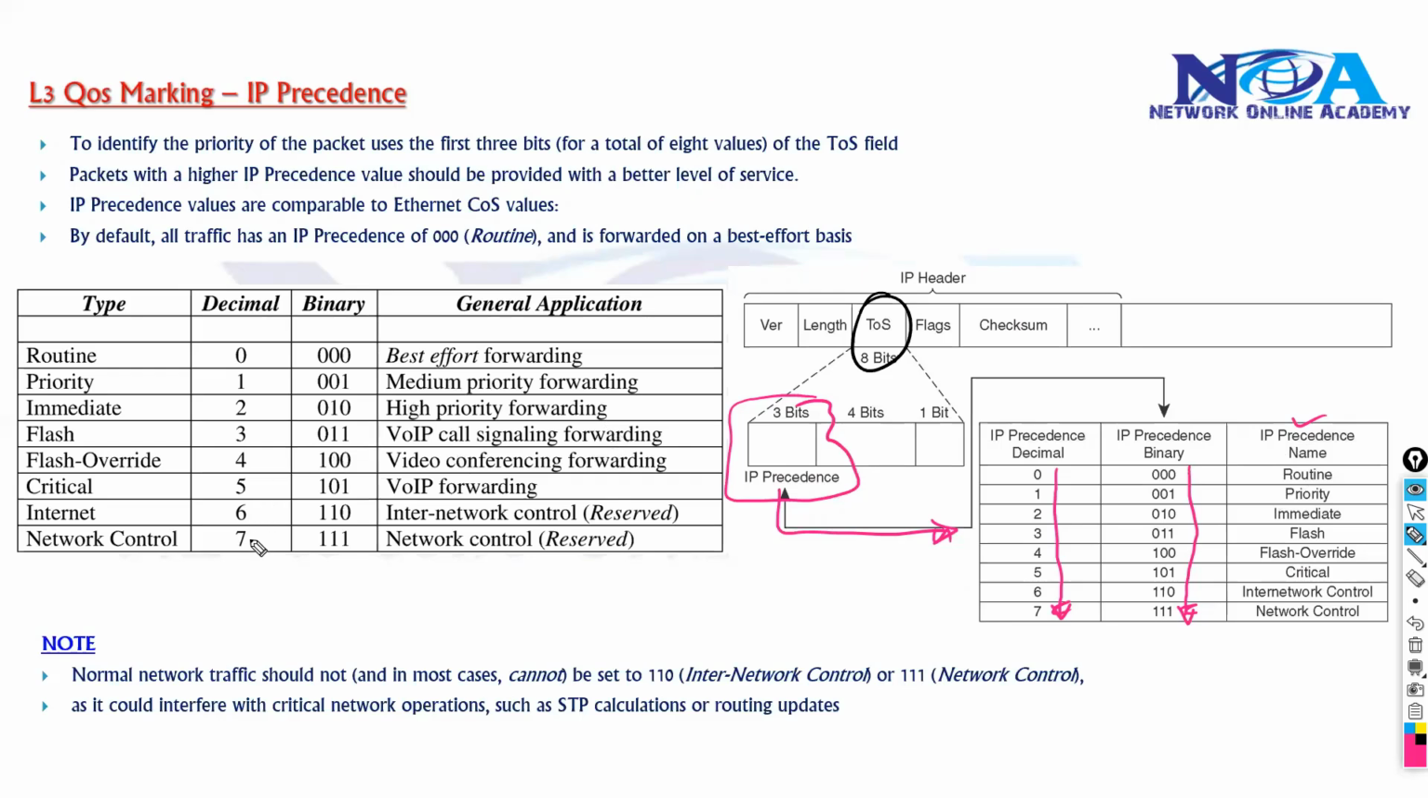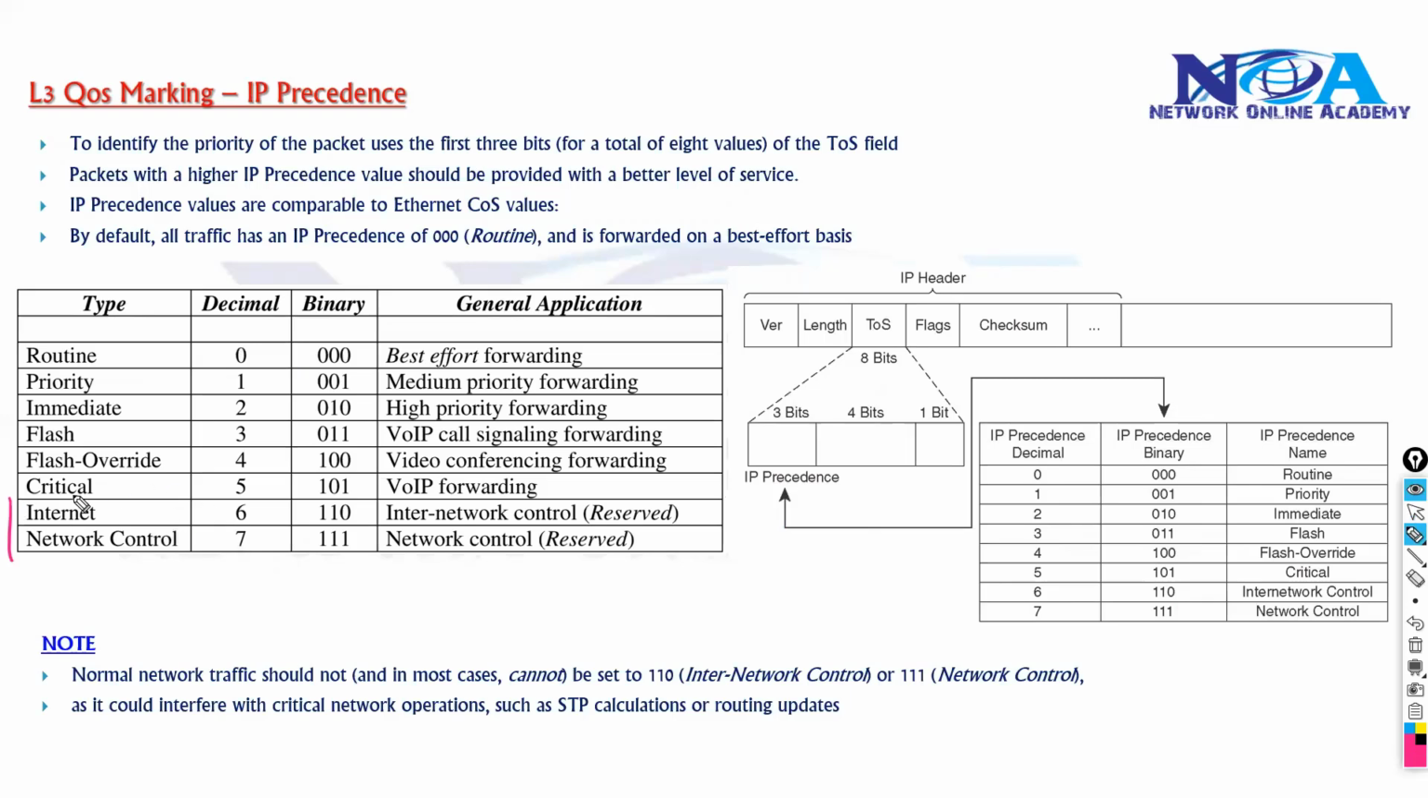Again, the same thing: 7 is considered high priority traffic, and 0 is considered low priority traffic. So in this case, like I said, 0 is considered low priority traffic and 7 is considered high priority traffic.